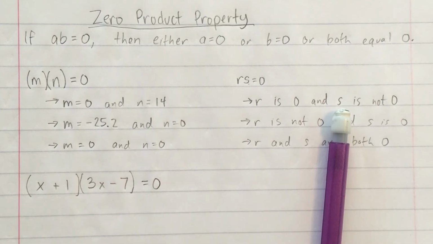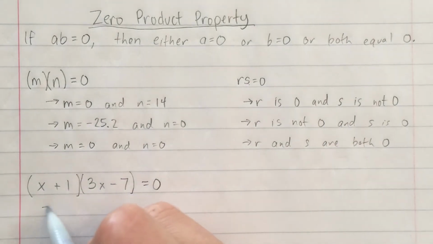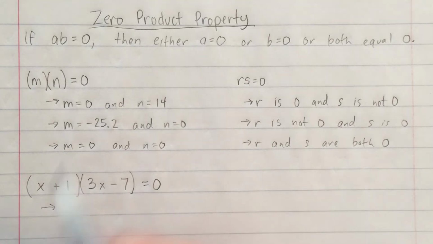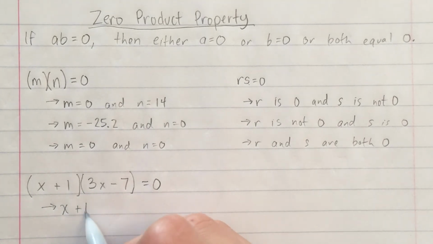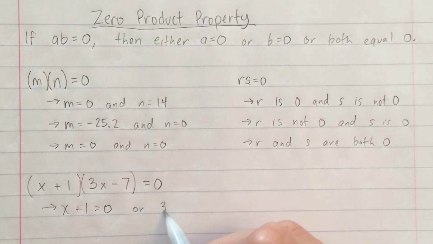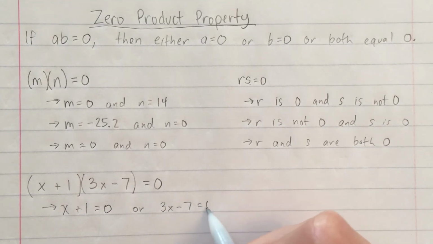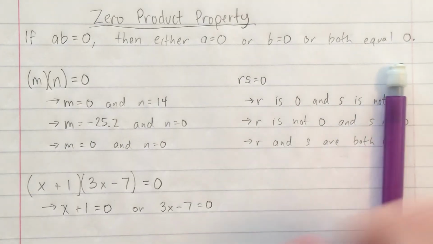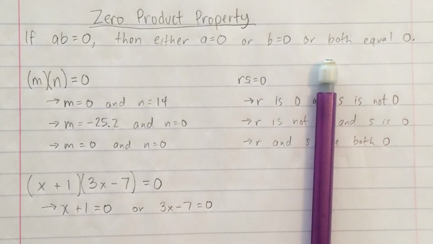So what does this mean? Well, if this times this equals 0, then either x plus 1 equals 0, or 3x minus 7 equals 0. That's what it means. Now, could they both equal 0? Actually, no in this case.